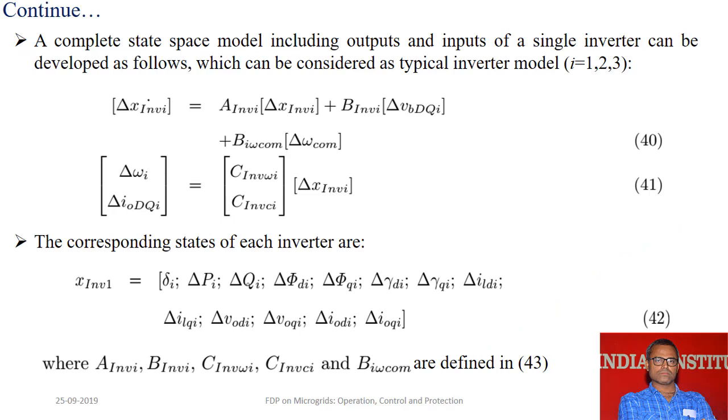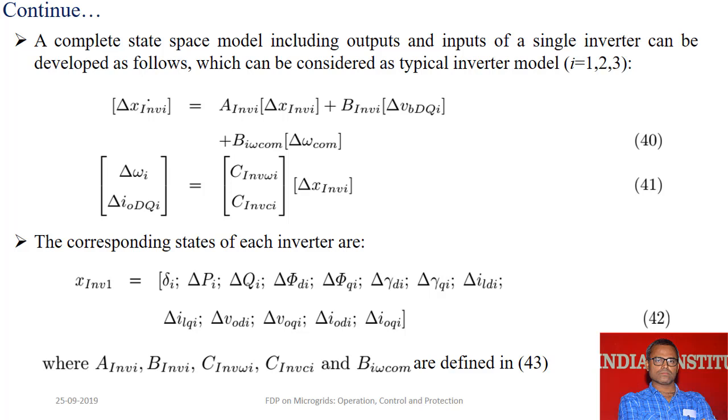Now coming to the state space model. After deriving all those equations, we can see the complete state space model including outputs and inputs of the single inverter. This is for a single inverter, right? This is the state variable x dot inverter, right? This is your plant matrix A. This is a state variable. This is your output matrix, right? Then we also have an algebraic equation here. This is your differential equation. This is your algebraic equation which includes the omega and I naught, right?